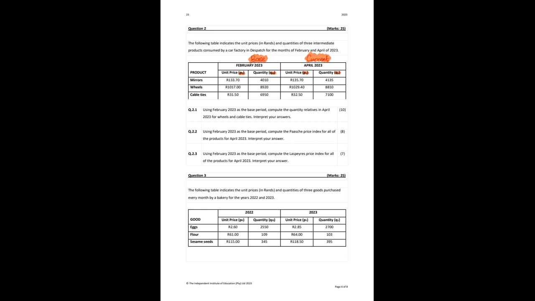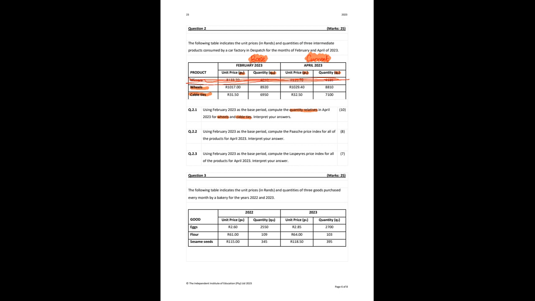So here they have the three items, the price and quantity respectively, for the base period and the current period. Question one asked you to use February 2023 as the base period and compute the quantity relatives in April 2023 for wheels and cable ties. So please pay attention, firstly, to the fact that they only asked you to calculate this for two items. From the table, it's wheels and cable ties. So you are not calculating it for mirrors. You can basically completely ignore the information for that one for this first question.